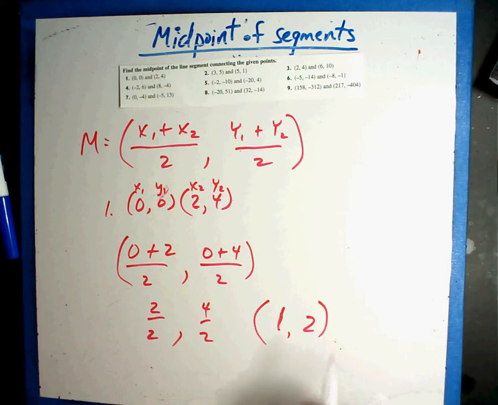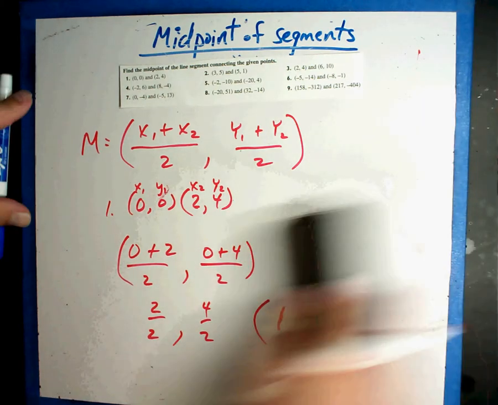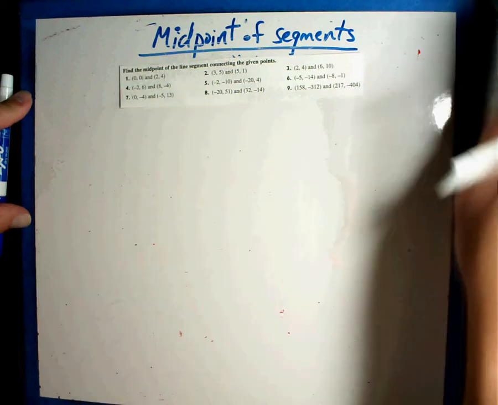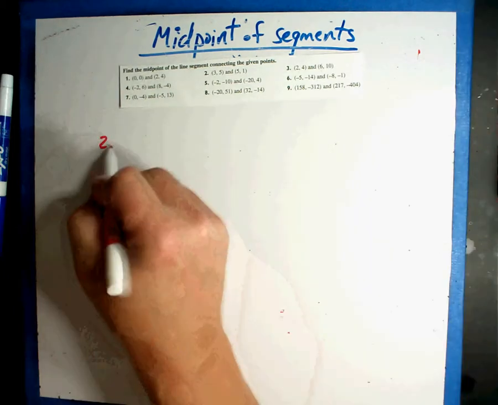If they wanted me to graph it, I would go over 1 and up 2 and make a point, and it will actually hit that line. Let's try another one. Now, if I went a little too fast, back up a little bit and watch that again, how I did the math. But let's see how we do on number 2.